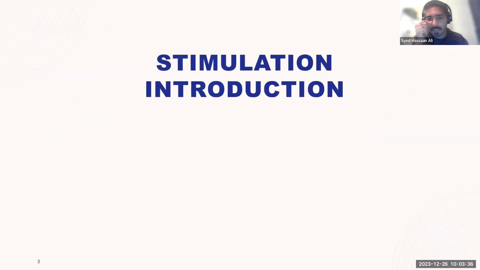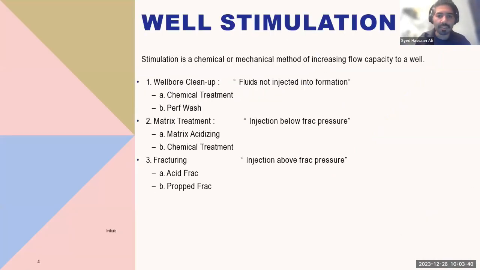So, stimulation introduction. Stimulation is a part of oil and gas production in which we try to increase the reservoir flow capacity. We are getting fluid on the surface. It can be a mixture of oil and gas. It could be a condensate. It could be just gas. And we are trying to improve the flow capacity. There are two, or actually three, ways in which we can improve that flow capacity.